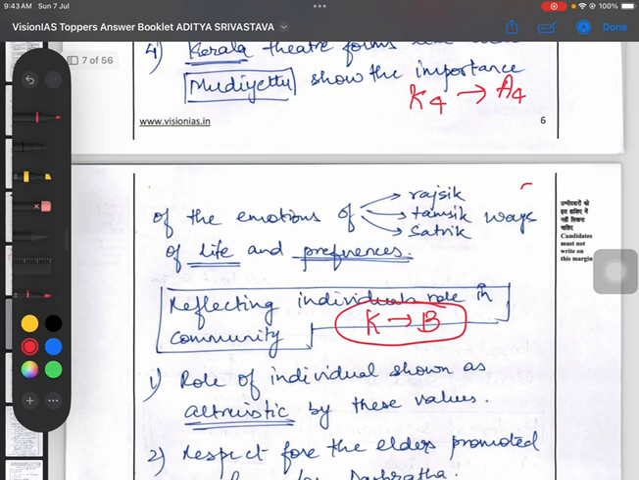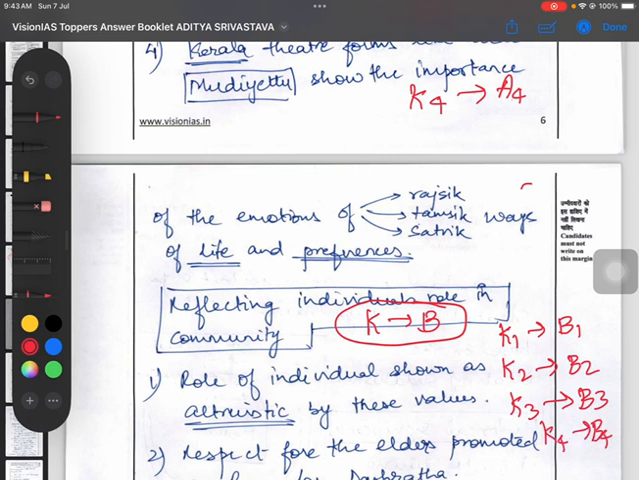Then the second part, again the same formula. K1 can be linked to B1, that is the individual's role. The role may be a family role, societal role, economic role, like that. Next point, K2 can be linked to B2, K3 to B3, K4 to B4. In this way, he is generating his points.